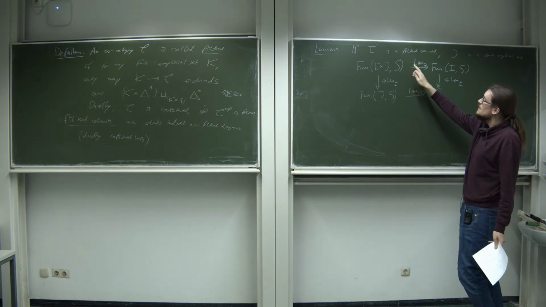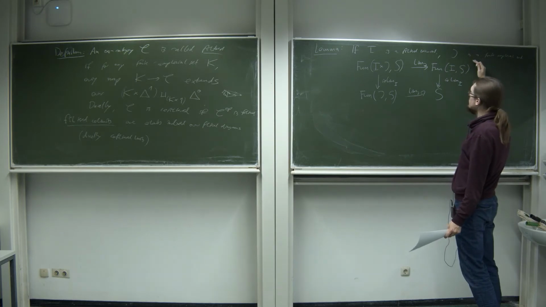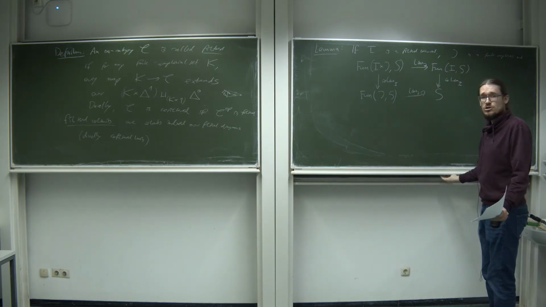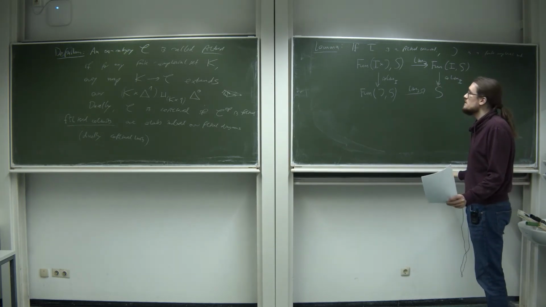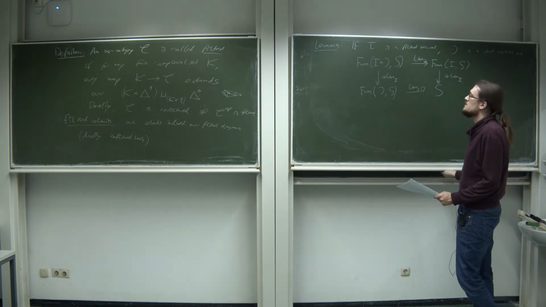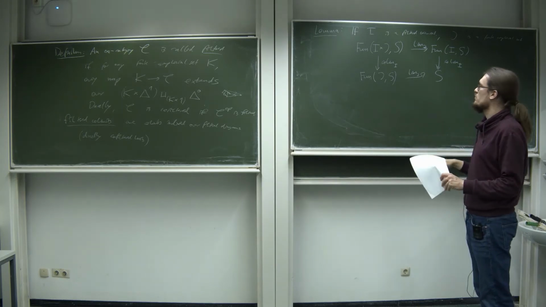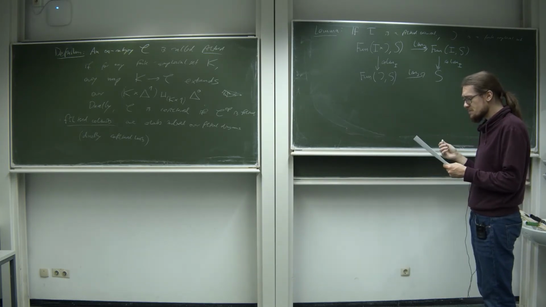In other words, if we take a filtered colimit and a finite limit, the order doesn't matter. Filtered colimits commute with finite limits in the infinity category of spaces. That's a property that the infinity category of spaces enjoys that's not true in very general infinity categories.